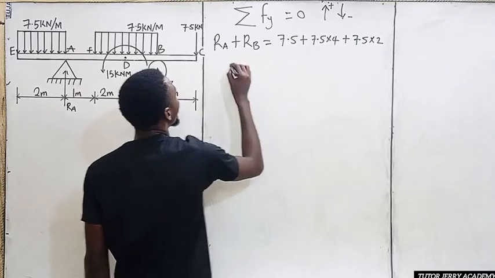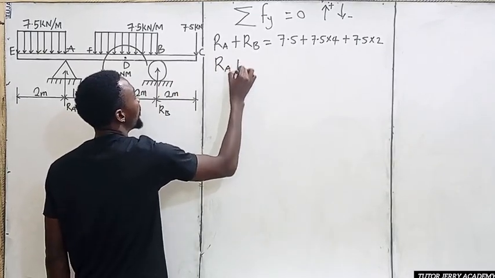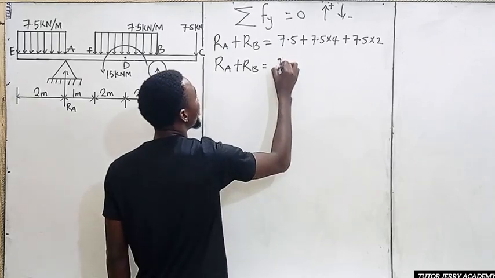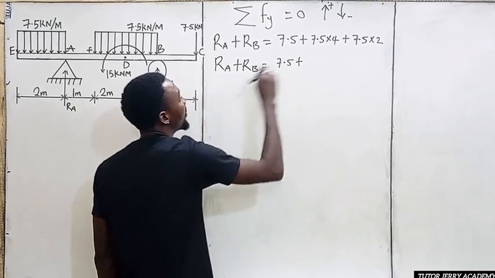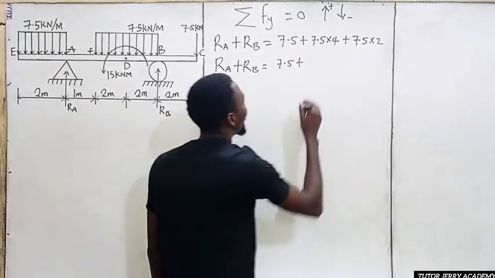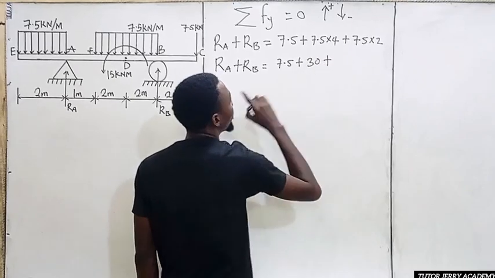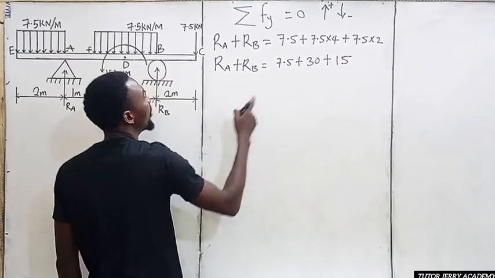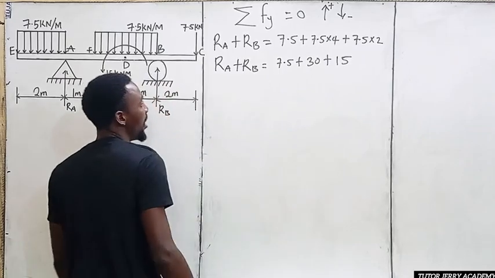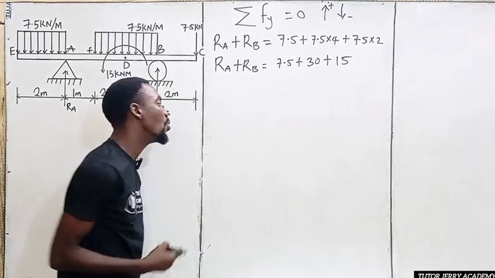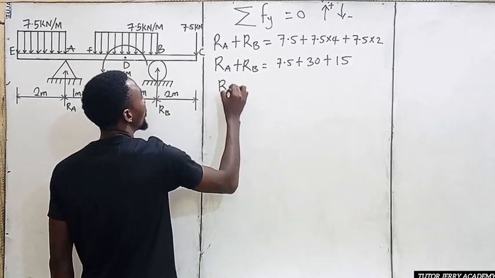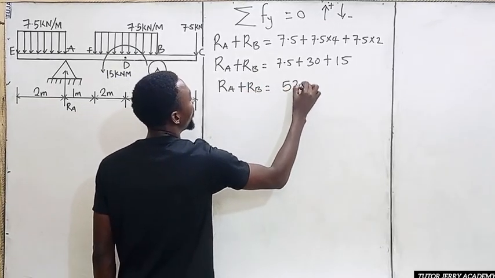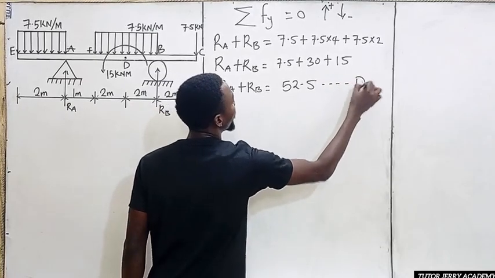All right. So this reaction at A plus reaction at B will be equal to 7.5 plus 7.5 multiplied by 4. That is 30. Plus 7.5 multiplied by 2 is 15. All right. So 30 plus 15, that is 45. And 45 plus 7.5 is 52.5. So we are going to have reaction at A plus reaction at B equal to 52.5. So we can call this equation number 1.